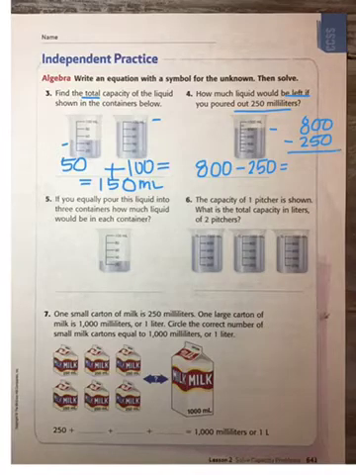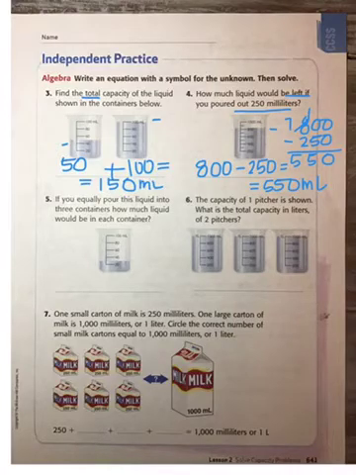All right, subtract my ones. I can't subtract 5 from 0, so I'm going to regroup. Now I can subtract 5 from 10. And then I have 7, and minus 2 is 5. You can hear my dog snoring again. All right, so I ended up with 550 milliliters left.